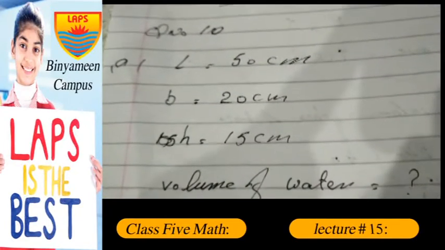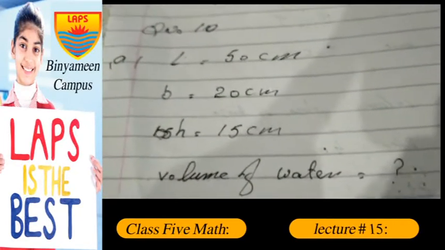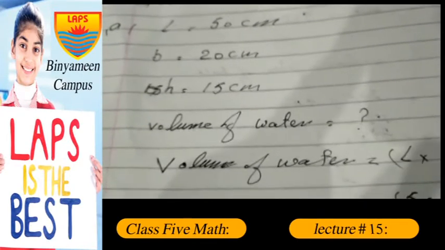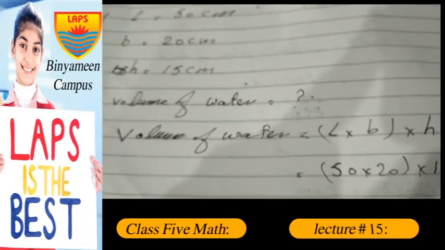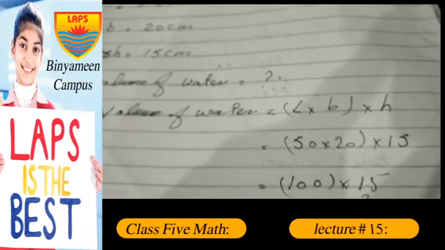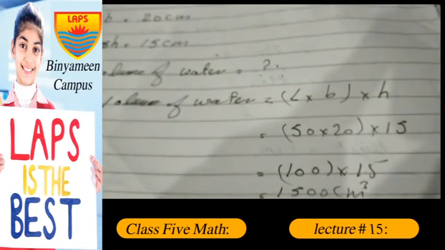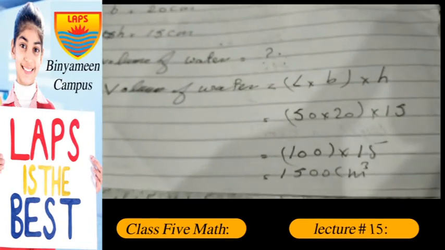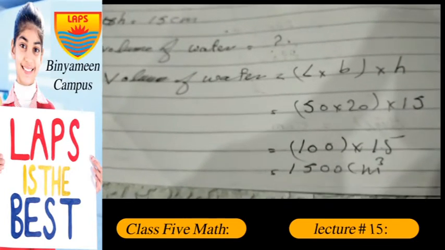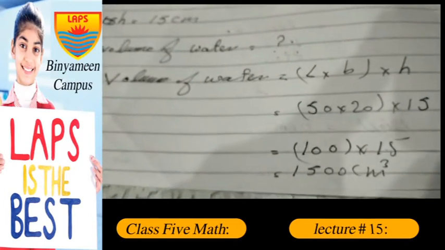Solution. Length is equal to 50 centimeter, breadth 20 centimeter, height 15 centimeter. Volume of water is length multiplied by breadth multiplied by height, 50 multiplied by 20, we got the answer 1000, then multiplied by 15, got 15000 centimeter cube. Volume of water.